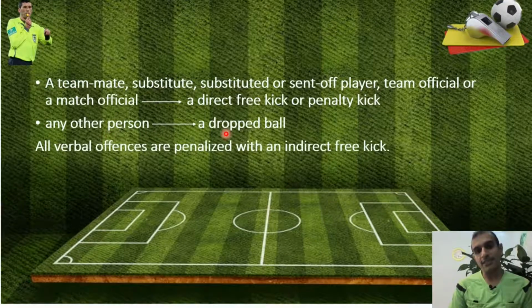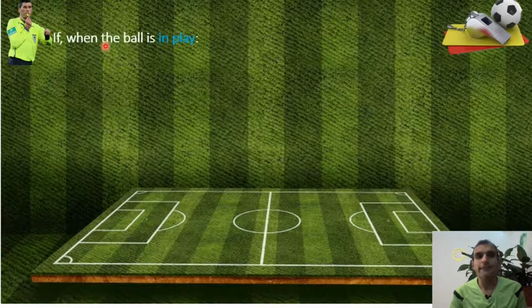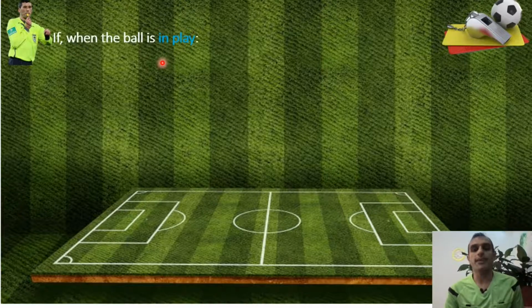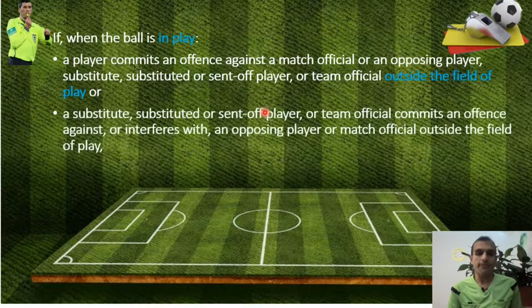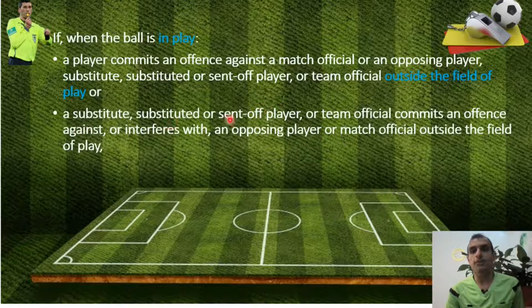All verbal offenses are penalized with an indirect free kick. If when the ball is in play, please note, ball is in play, a player commits an offense against a match official or an opposing player, substitute, substituted or sent off player or team official outside the field of play, or a substitute, substituted or sent off player or team official commits an offense against or interferes with an opposing player or match official outside the field of play.